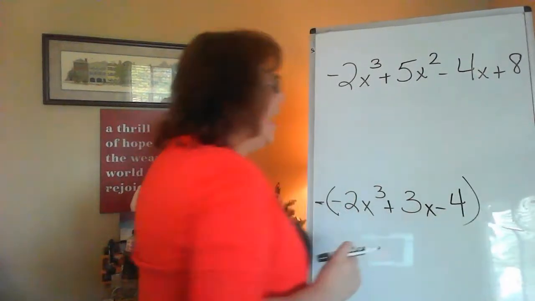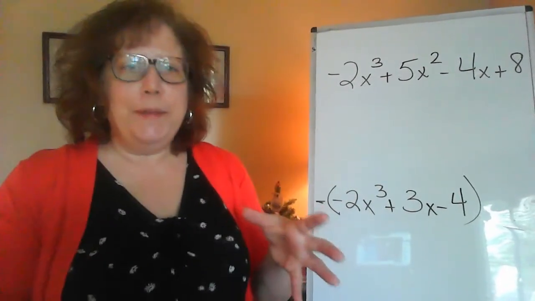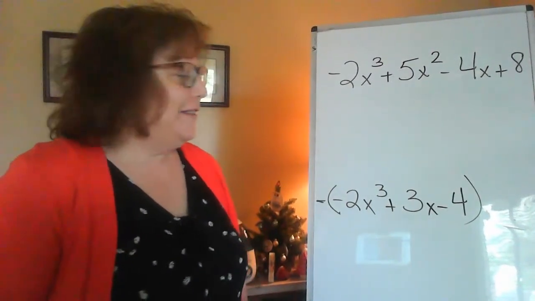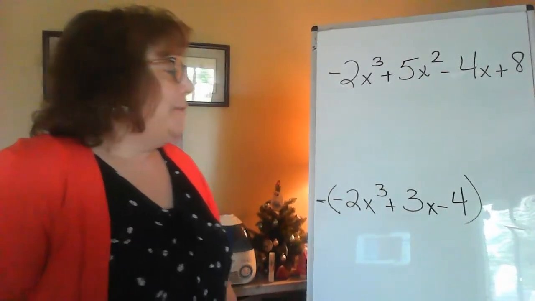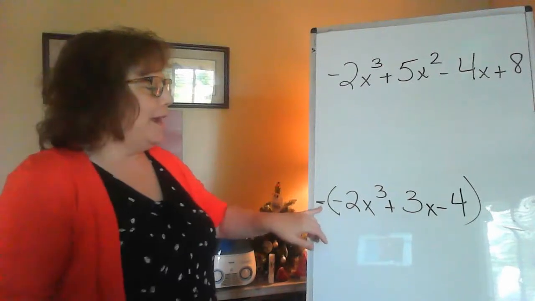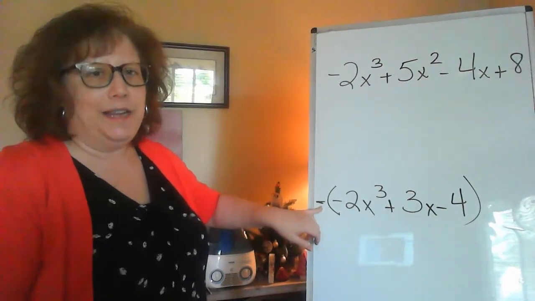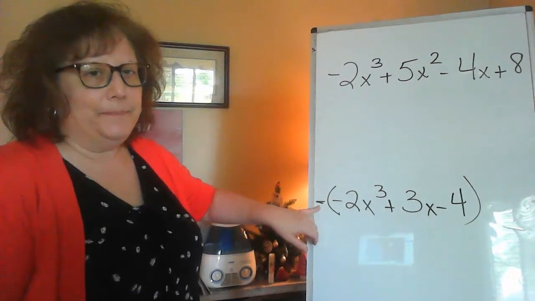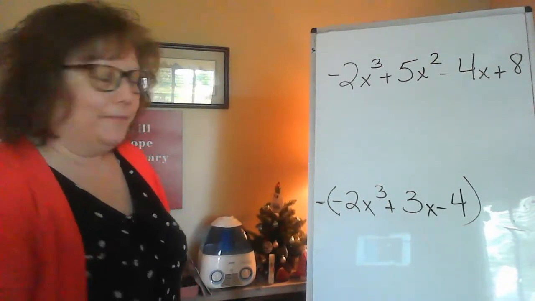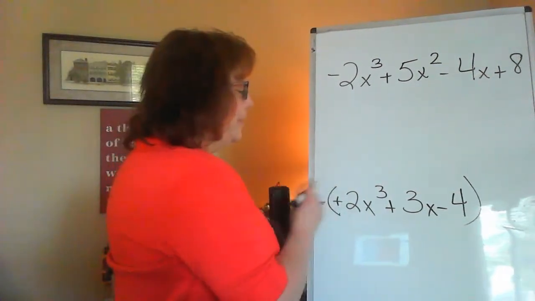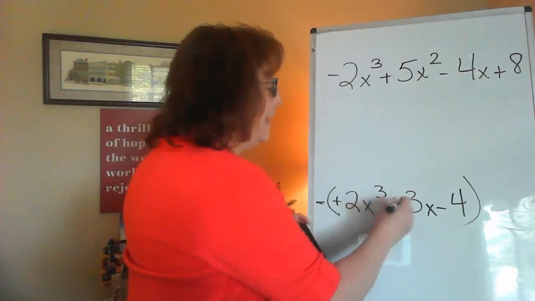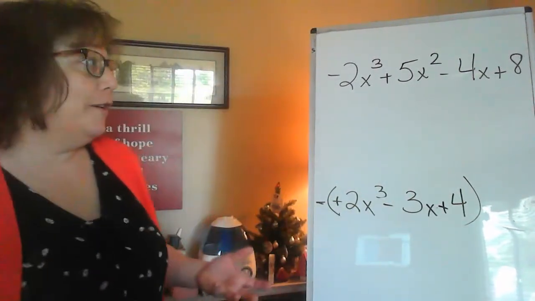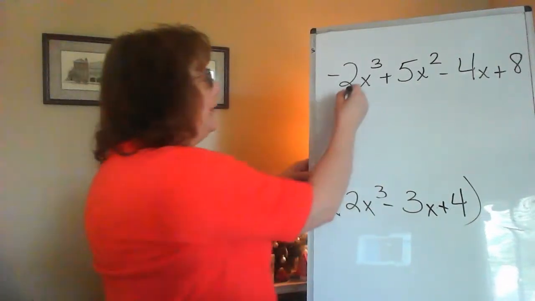Now, I hope that all of you were screaming through the video, I know what to do with this. I'm expecting that you're screaming through the video, because what I want you to remember is what happens when there is a negative sitting outside a parentheses. It's going to change everything inside. So it's going to change this to positive, this to negative, and this to positive. So you've got to do that part first before you stack them.